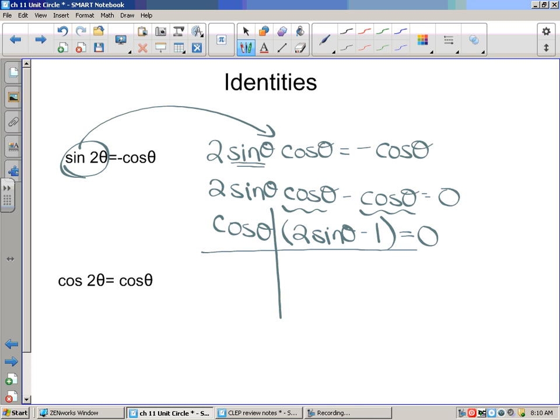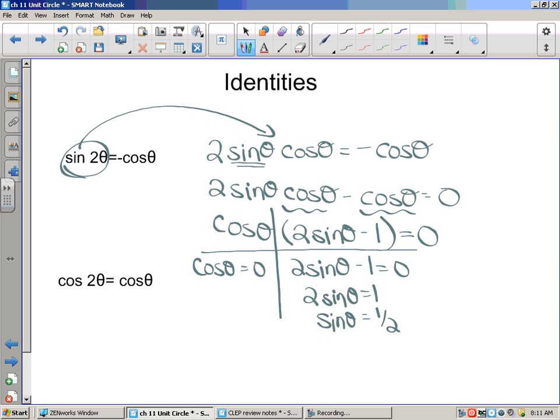Absolutely. That means I would have cosine theta equals 0, and I have 2 sine theta minus 1 equals 0. So 2 sine theta equals 1, so sine theta equals 1/2. Can I find theta? I hope so. When does cosine equal 0? Well, that would be pi over 2 and 3 pi over 2. And yes, I want you to include all of them from 0 to 2 pi unless it's said otherwise.